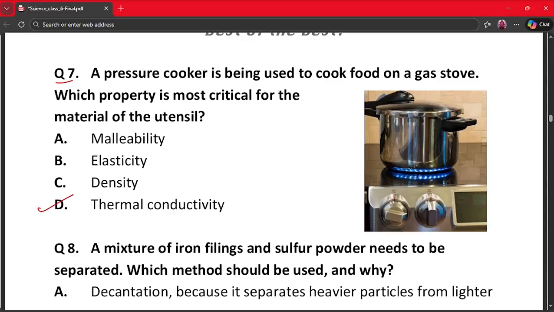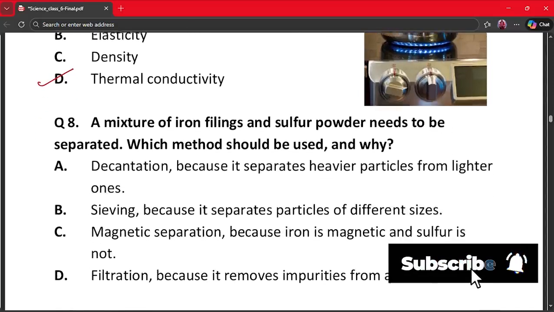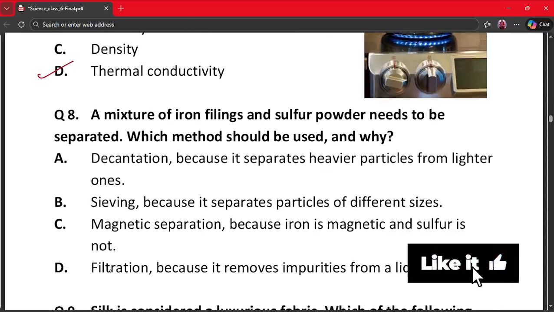Good thermal conductivity ensures fast and even cooking. Metals like aluminium conduct heat well. Malleability or elasticity is not important here. Thus, thermal conductivity is essential. The next question is question number 8.